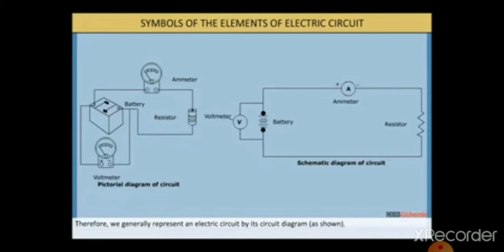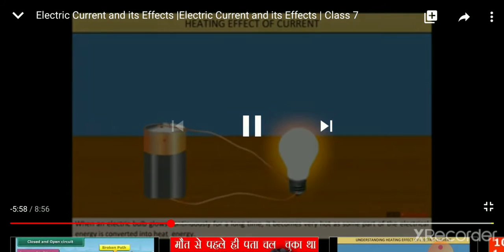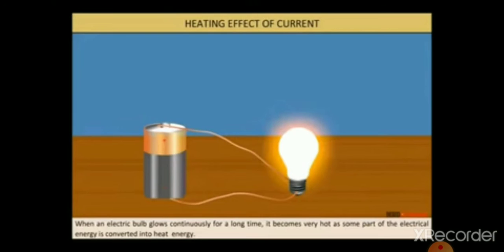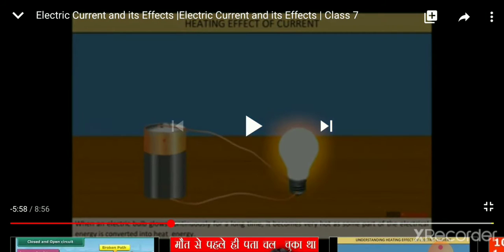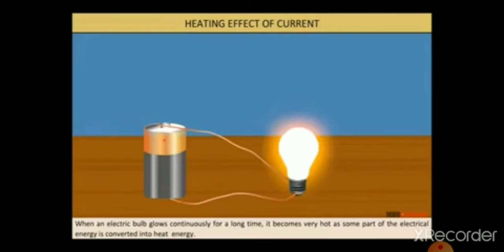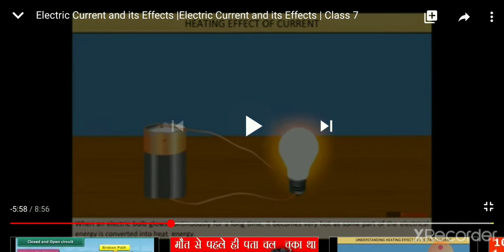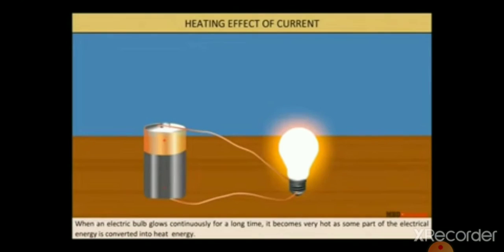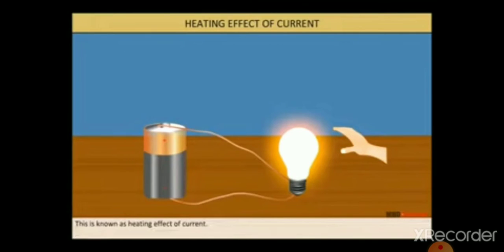So we represent the electric circuit by the circuit diagram. As you can see the circuit diagram, that we are using the symbols. And symbols are shown here. So now what is heating effect of electric current? When an electric bulb glows continuously for a long time, it becomes very hot as some part of electrical energy is converted into the heat energy. So as you can see that when we touch the bulb, it will be hot. And this is known as heating effect of current.